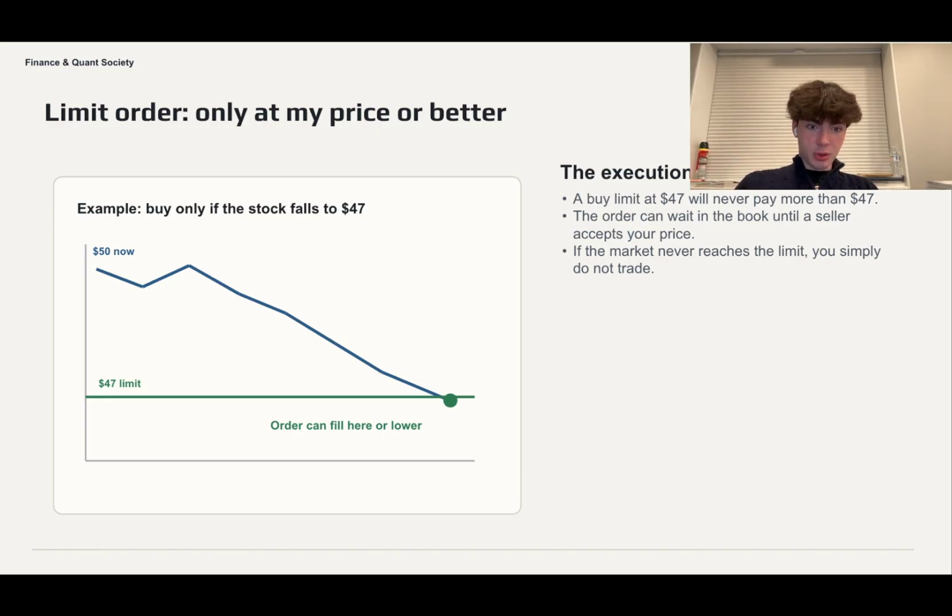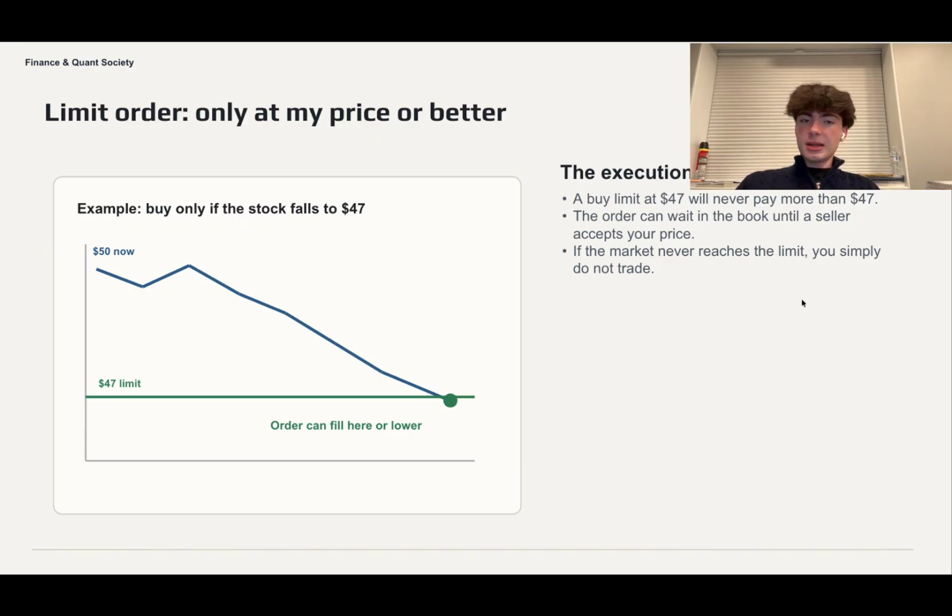So now you have price control. You're basically saying that I'm interested in the stock, but I only want it at my price, the $47 limit price. The problem is the market does not owe you that price, which means nobody might even sell to you for $47. It just might not happen. Your order just sits there, waits, doesn't get filled.